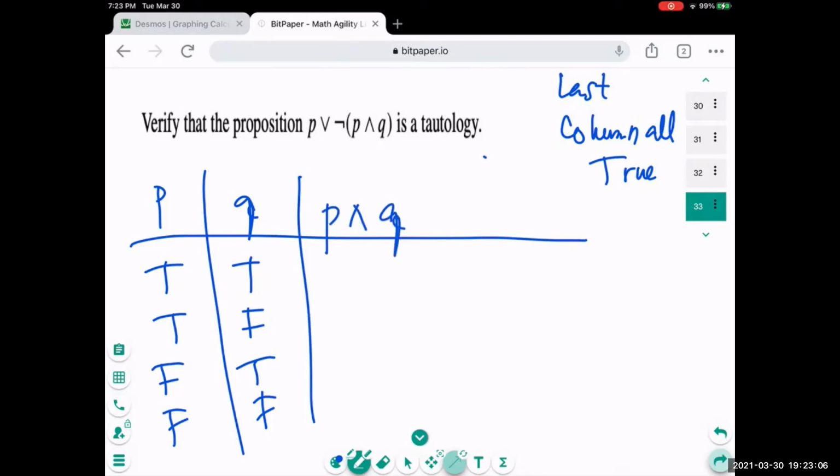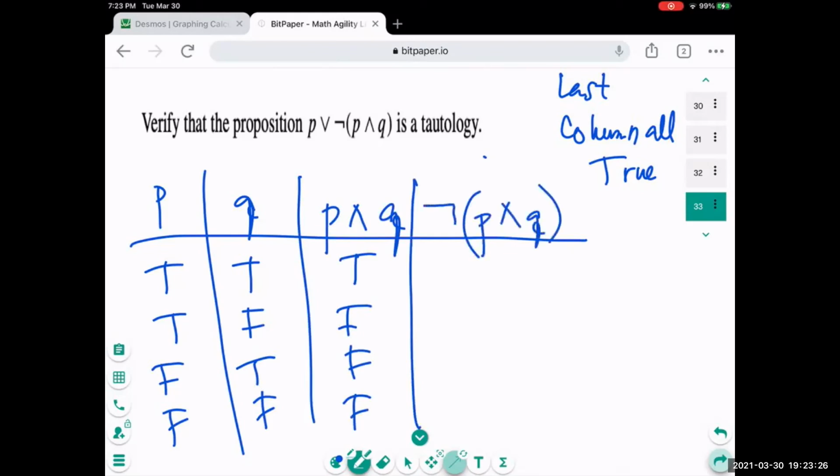So this means sinasabi natin and, or we're multiplying it. So magkakaroon lang siya ng true kapag both true and the rest would be false, right? Kasi parang multiply. Now kunin natin yung negation nito. So negation means kunin natin yung kabaliktaran ng true. So false, the rest would be true, right?